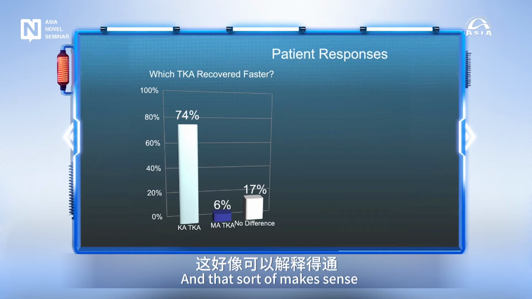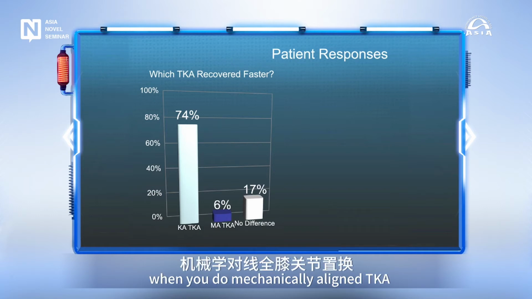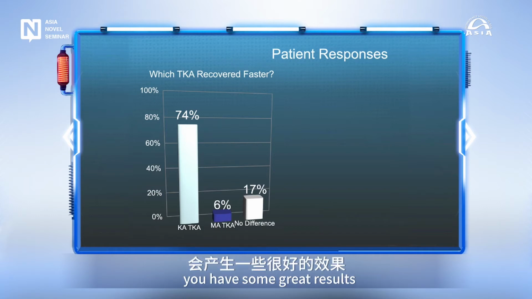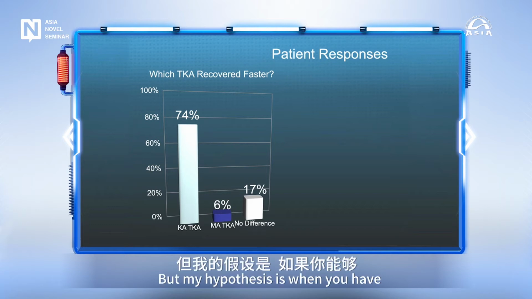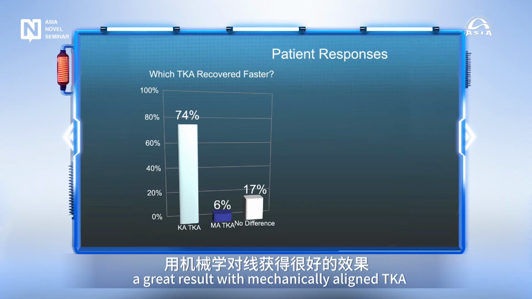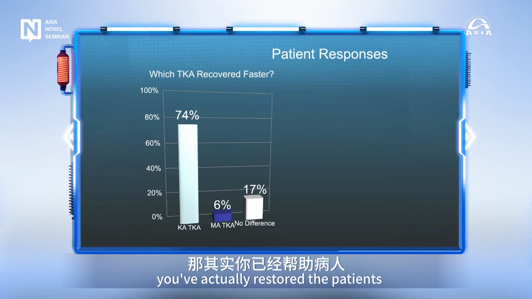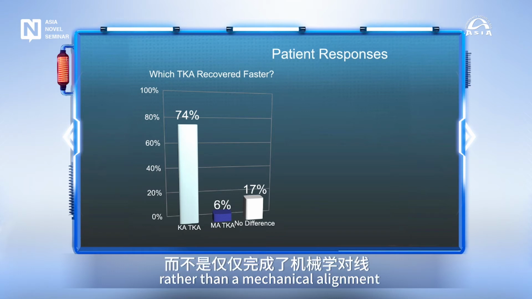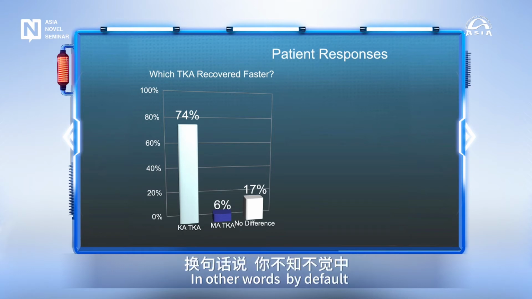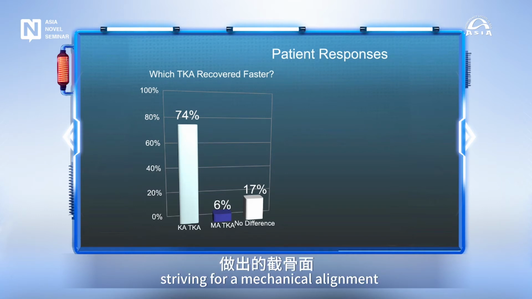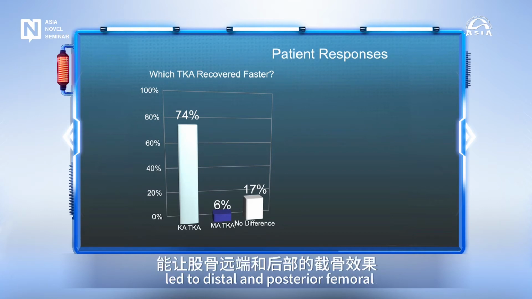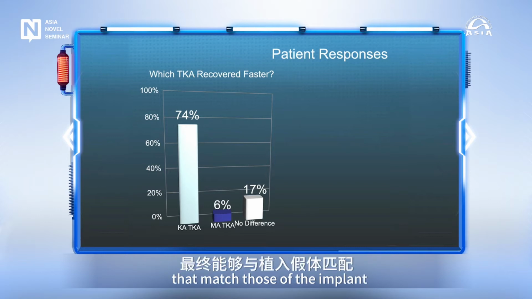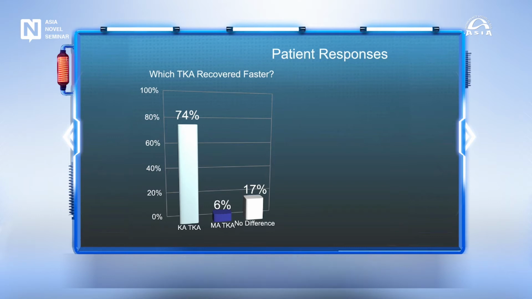And that sort of makes sense because you all know when you do mechanically aligned TKA, you have some great results. But my hypothesis is when you have a great result with mechanically aligned TKA, you've actually restored the patient's kinematic alignment rather than a mechanical alignment. In other words, by default, the bone cuts you made striving for a mechanical alignment led to distal and posterior femoral and tibial resections that match those of the implant.